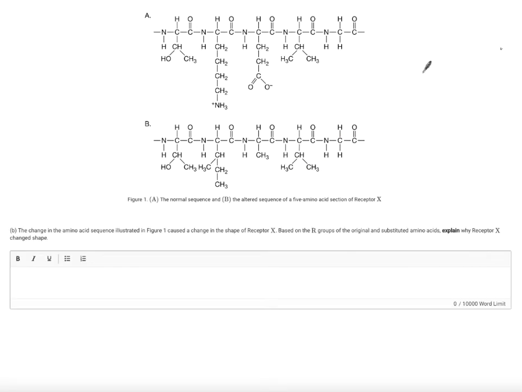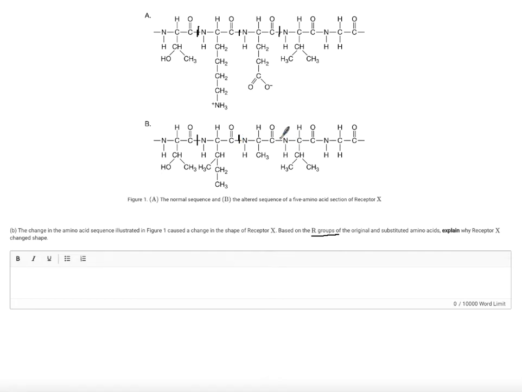Okay, let's take a look at B. The change in the amino acid sequence caused a change in the shape of receptor X based on the R groups of the original and substituted amino acid. Explain why receptor X changed shape. Well, if these are the amino acids, it looks like these are the amino acids that were actually changed, because it looks like this one is the same.